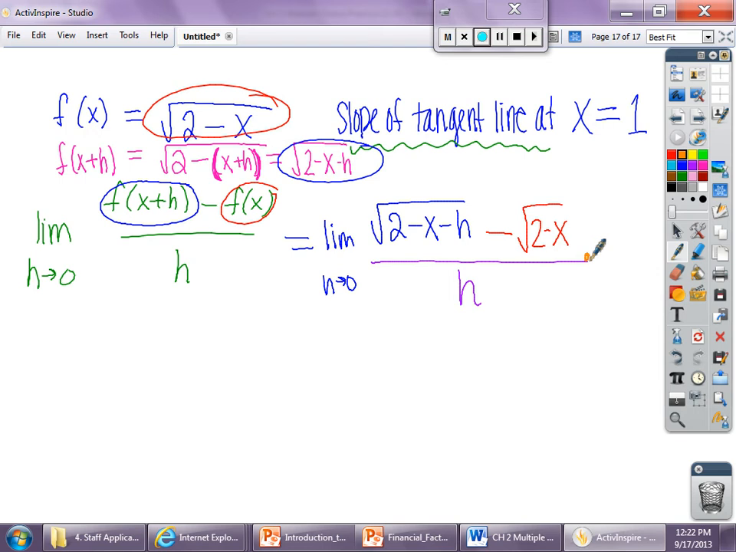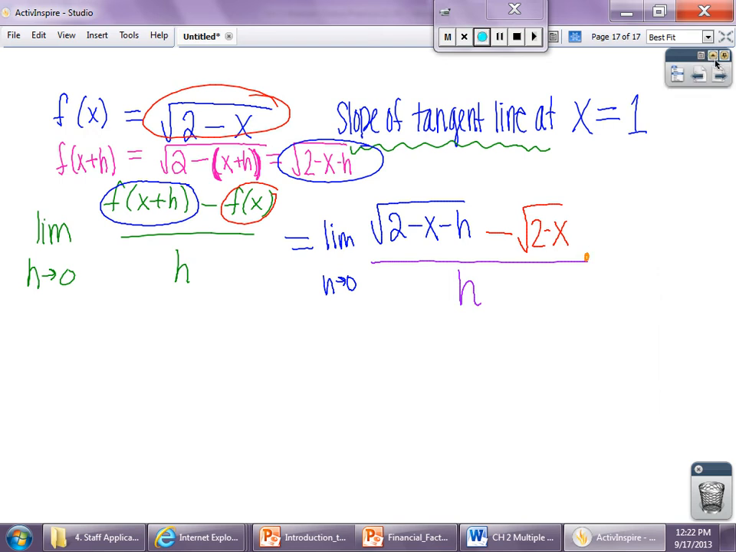We talked about multiplying by its, quote, conjugate, right? So, multiply by the square root of 2 minus x minus h minus the square root of 2 minus x, all over the same thing: the square root of 2 minus x minus h plus the root of 2 minus x. They have to be exactly the same because they have to be able to cancel like we did nothing. We're simplifying to make things look different. They can't actually be different, okay? So this should still cancel.